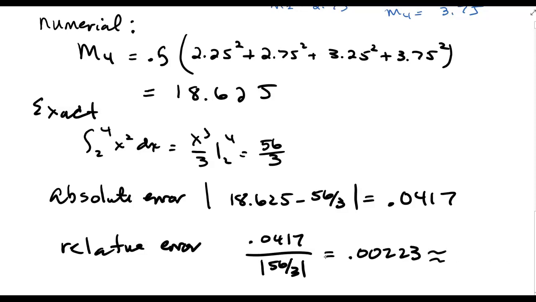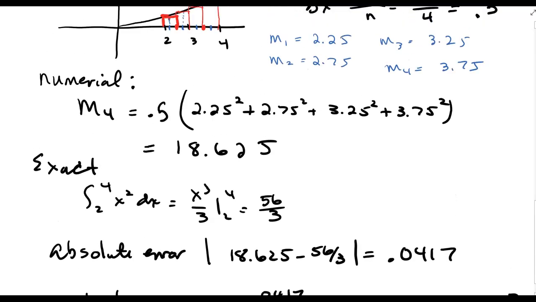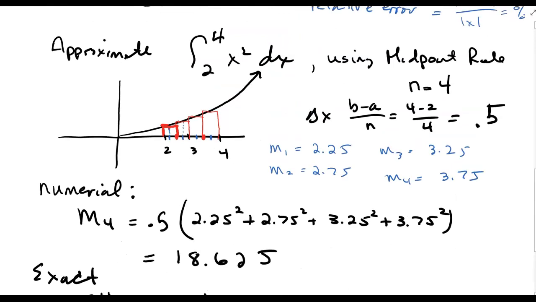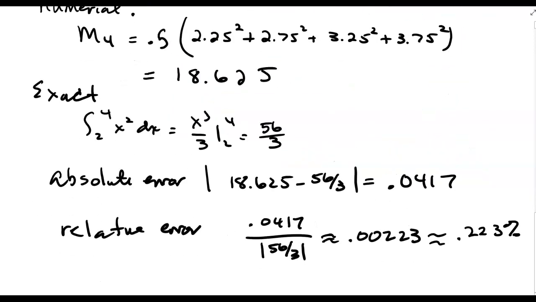These are estimates, of course. This is often written as a percent, so it'd be 0.22. So your relative error is way less than 1%. Again, this is just showing you how, but you would never use this if you had an actual integral, if you had an actual function.